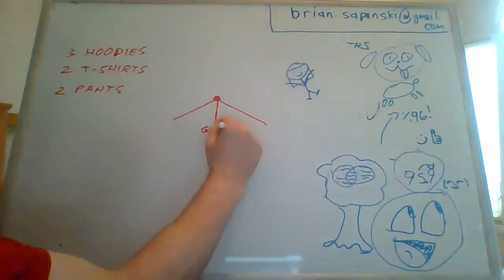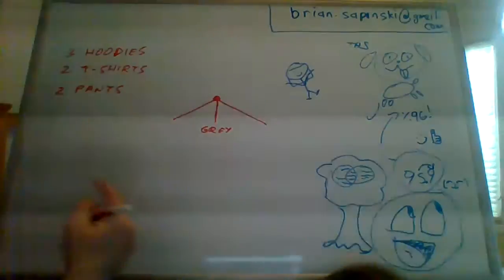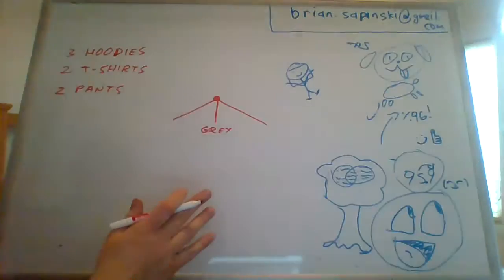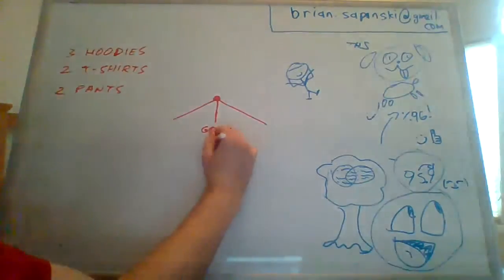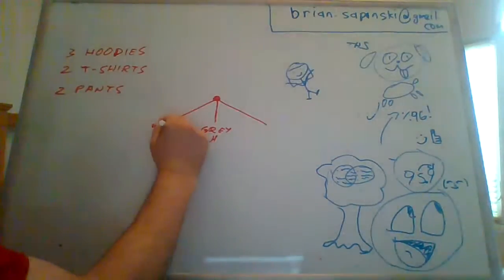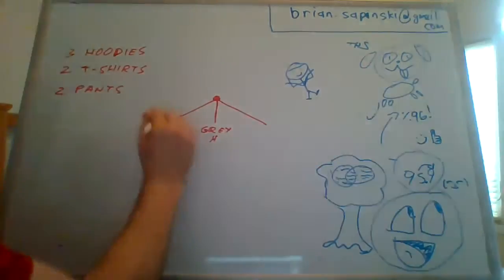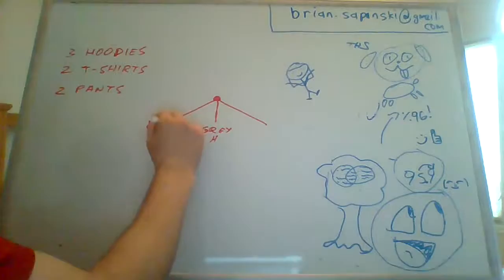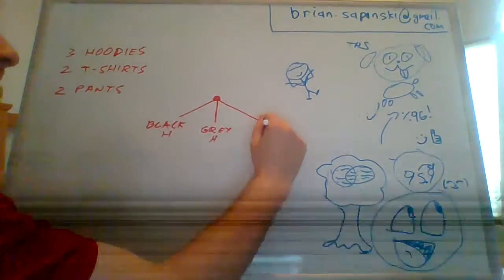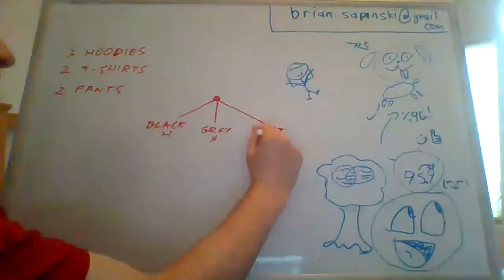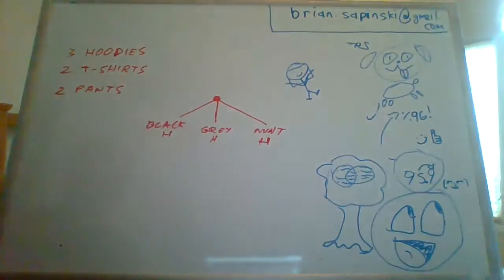Let's go by colors. So you've got a gray hoodie here, a white hoodie, no, a black hoodie, and then a mint colored hoodie. Okay, so that's what she has there. Now, the 2 t-shirts that she has available.